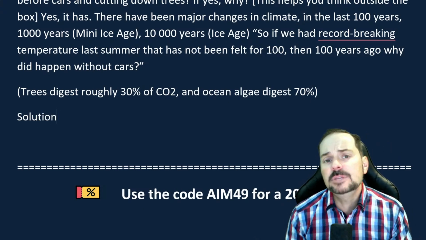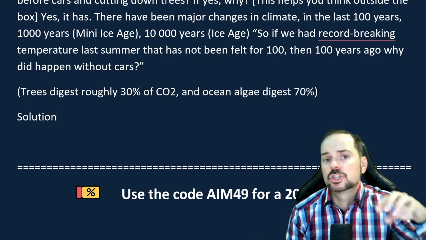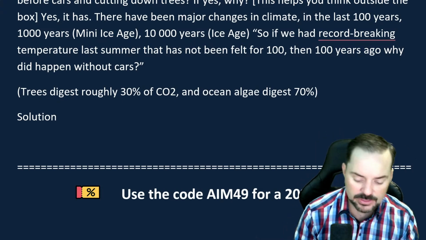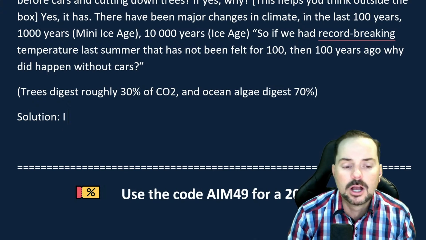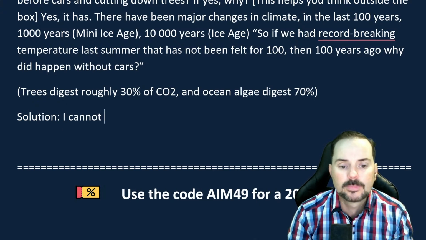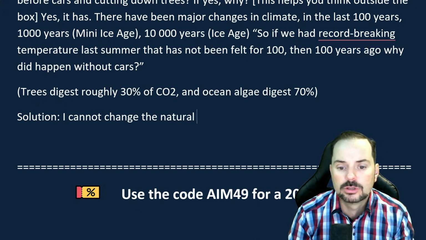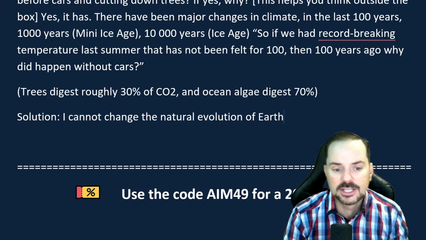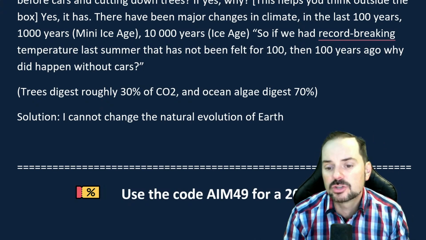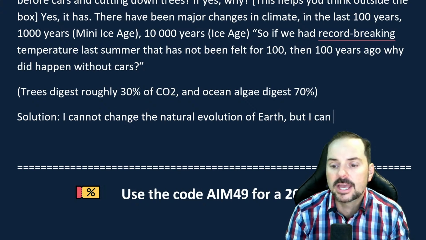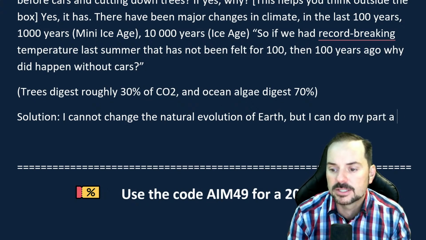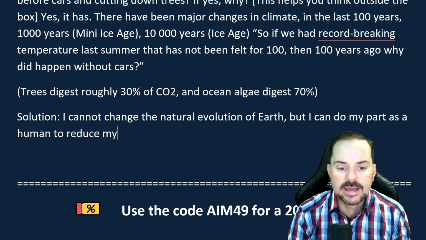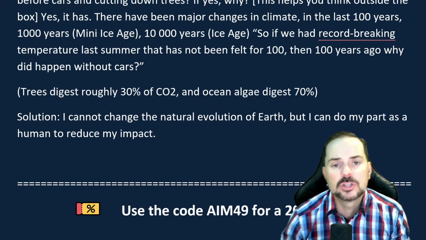Now, let me speed up a little bit here, members, to show you how rapid or how quick you can think about these to come up with ideas. Okay, so solution. I cannot change the natural evolution of Earth, at least not without a lot of science fiction. So I cannot change the natural evolution of the Earth, but I can do my part as a human to reduce my impact, right? That makes logical sense.